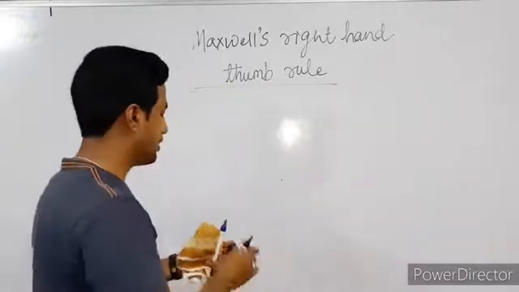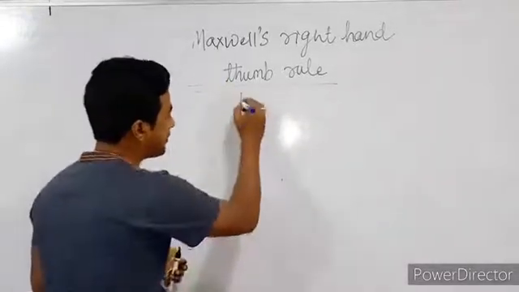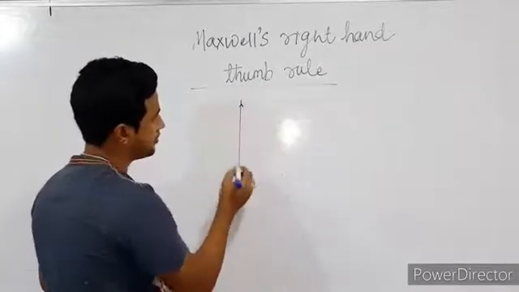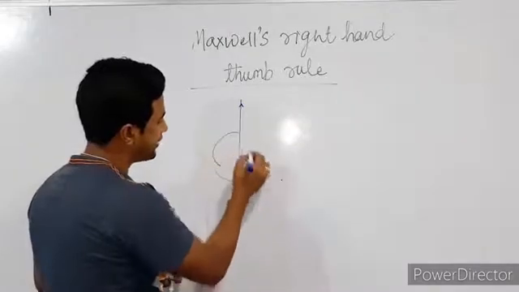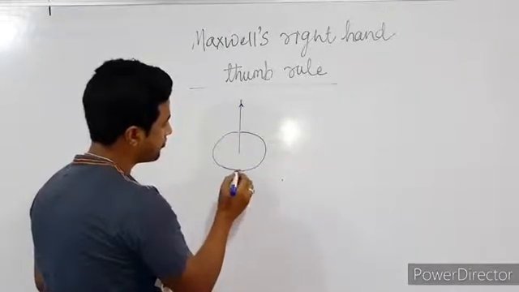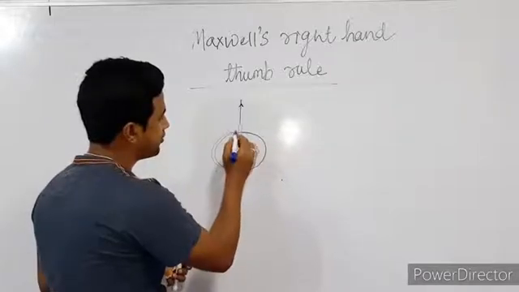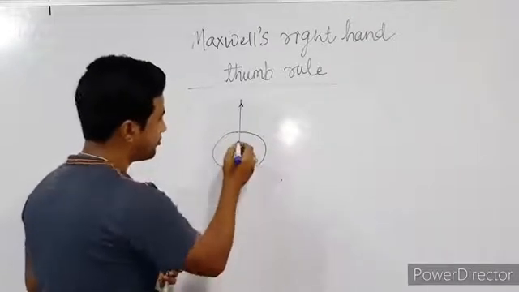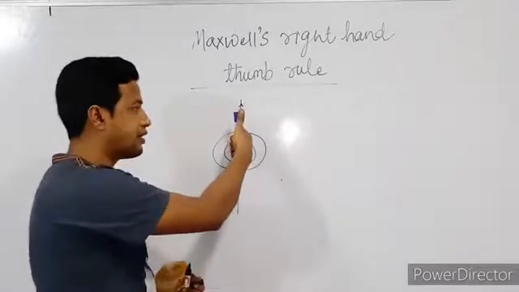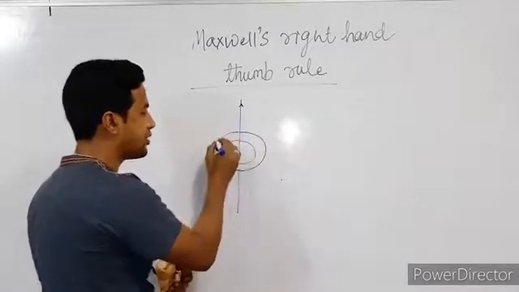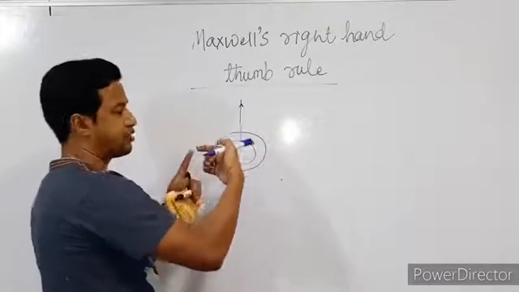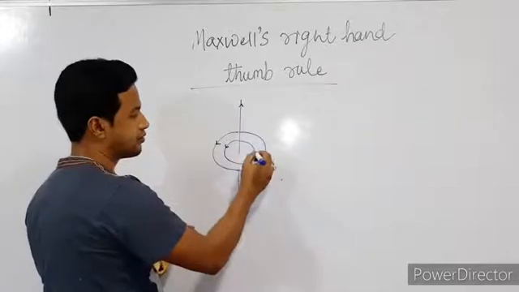It means if the conductor is placed like this and the direction of current is upwards, then definitely a magnetic field will be created around it. When I observe, this is the direction of the magnetic field, and I am wrapping like this. So the thumb shows the direction of my current, and the fingers point in the direction of the magnetic field.